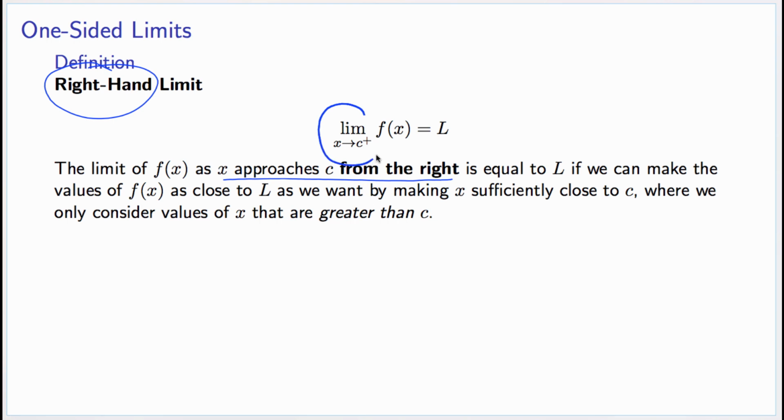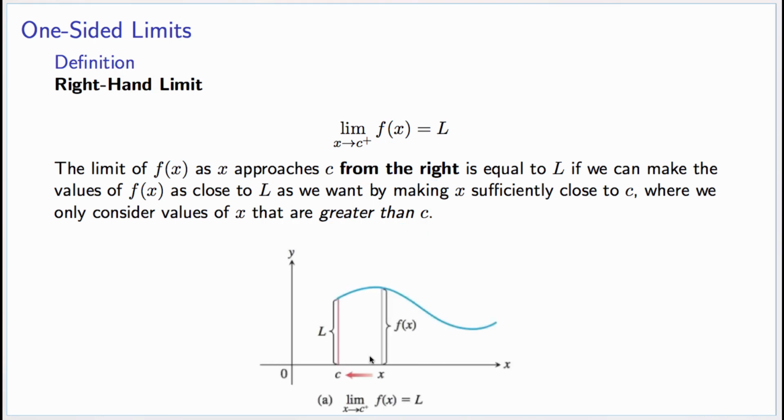as x going to c with a plus sign above the c, so x approaches c from the right. We say that this limit is equal to L if the values of f of x are getting closer and closer to L as x comes into c from the right, meaning we're considering values of x that are greater than c. Graphically, this means that we're looking at x coming into c from the right, so values of x that are to the right are greater than c, and we say that this limit is equal to L if the values of f of x are getting closer and closer to L as x gets closer and closer to c from the right. And again, we denote this with this plus sign above our c.